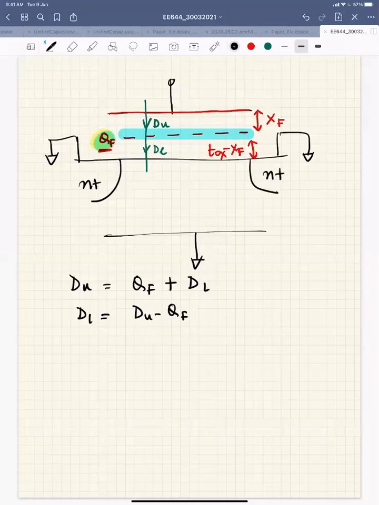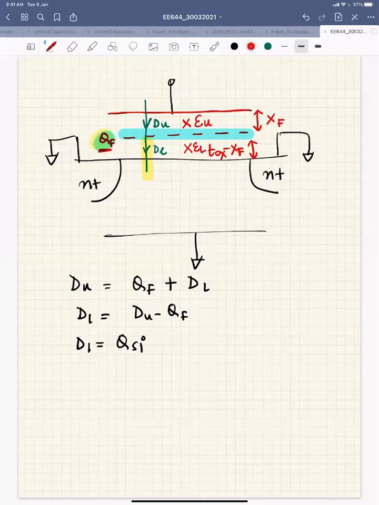And here, this dL is nothing but your Q silicon, right? Because these flux lines, this dL, are entering the silicon. So this dL equals Q silicon. So basically, the field in this part of the oxide will be different from the field in this part of the oxide. Let's say this field is EU and this field is EL, right?